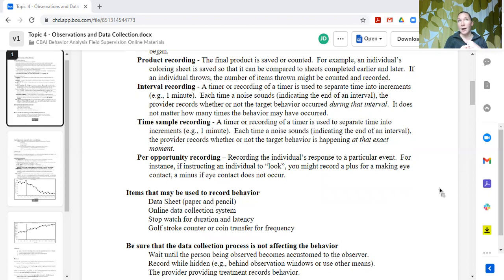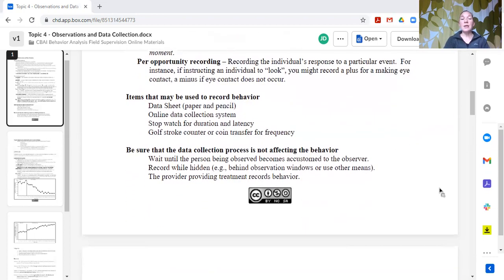The most important two parts of data collection are that it gives you the information that you're looking for, and that the person taking the data can accurately use your recording system. So I could design a super fancy data collection system, but if the person who's going to take the data doesn't know how to use it, or it's too complicated to use in the moment, it's worthless. It doesn't matter how great my data collection system is. If the person taking the data can't use it, it's not helpful. So we have to design data collection systems that work in the moment for the learner, for the person observing the learner. We also need to make sure that the data collection process itself is not affecting the behavior.